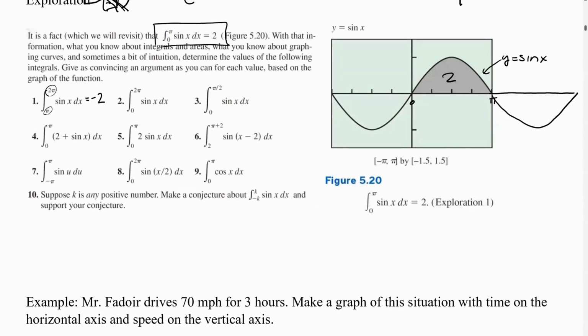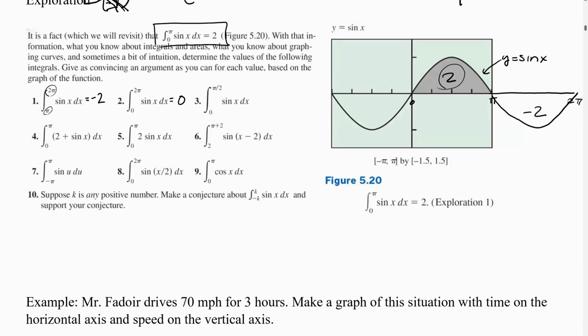What about this one? Well, what about the integral from 0 to 2 pi? Well, here we had a bunch of area netting out to +2. Here, oh, that looks like -2. This ends up being a big old 0.